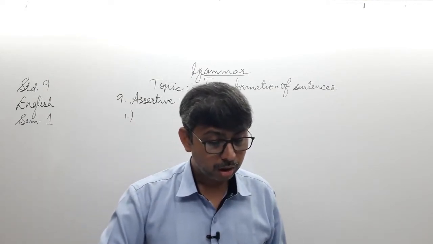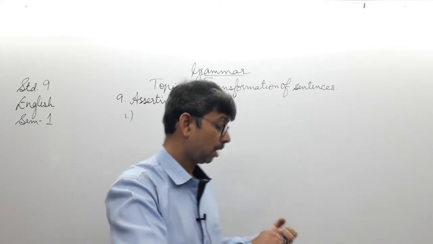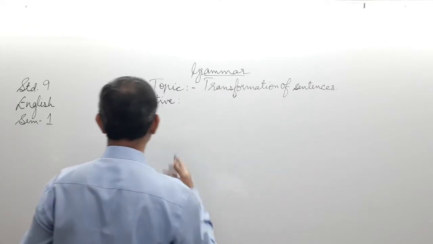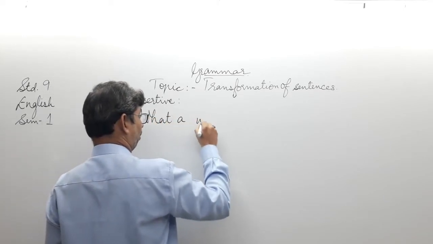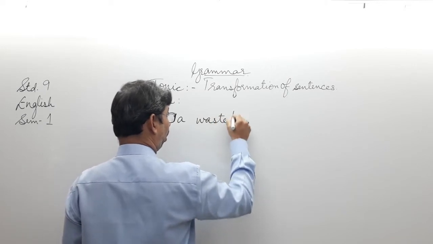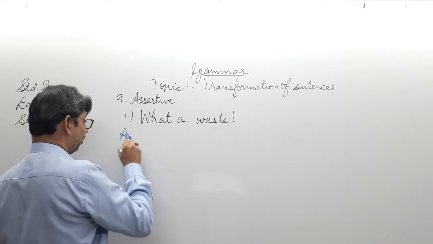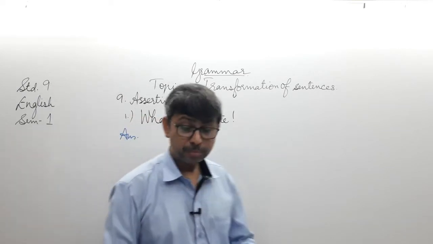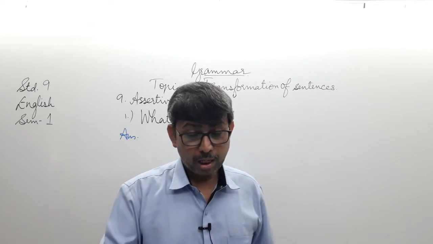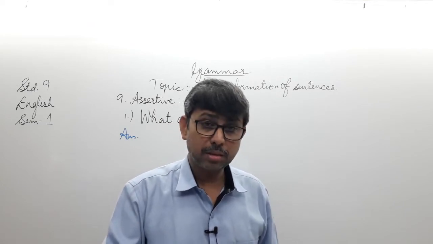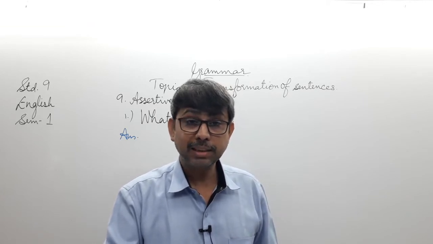The first one, what a waste. So it is an exclamatory sentence. Note it down. What a waste. You see, this is the sentence given to us in the exclamatory form, and we are going to change it into the assertive form. We are exclaiming something. What a waste. The word what has been used in order to show the exclamation over here.